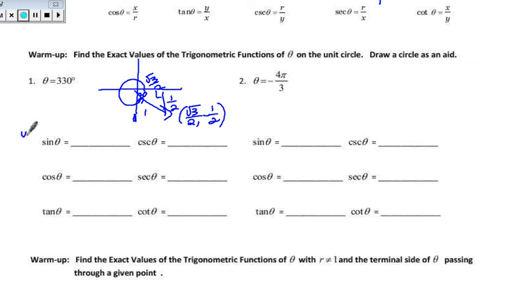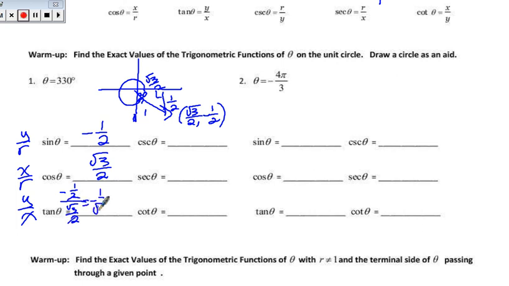Now remember, sine is y over r. Since the radius is 1, we're just looking at the y coordinate here, so that would be negative 1/2. Cosine is x over r. Again, we're just looking at x because that radius is 1, so it's going to be √3 over 2. And tangent is y over x. So that's going to get us negative 1/2 over √3 over 2. These 2's cancel. We get negative 1 over √3, and then rationalize, we're looking at negative √3 over 3.